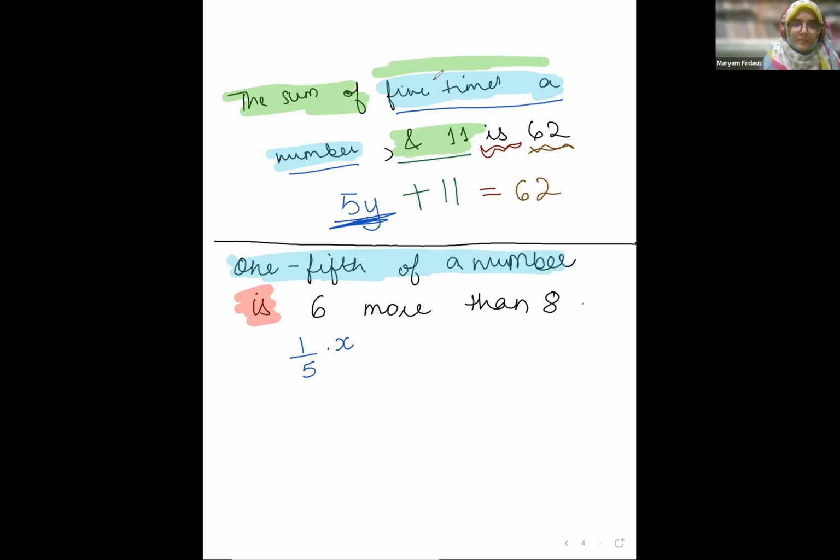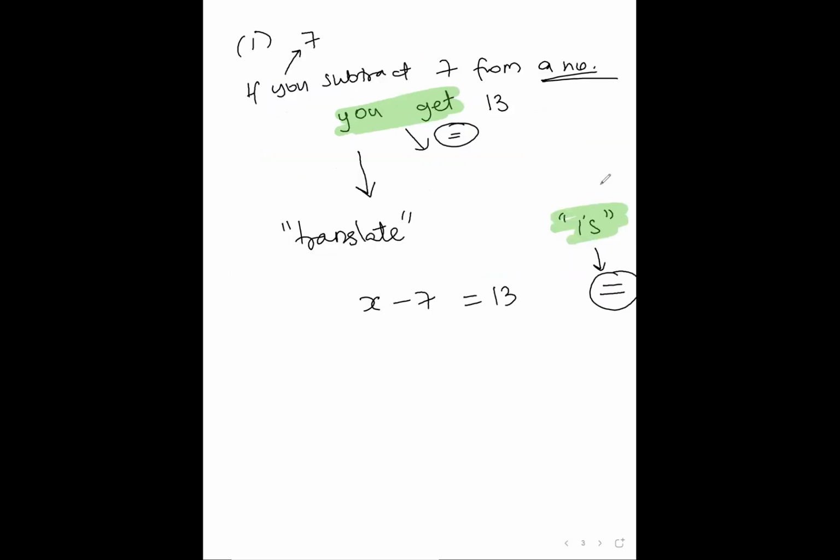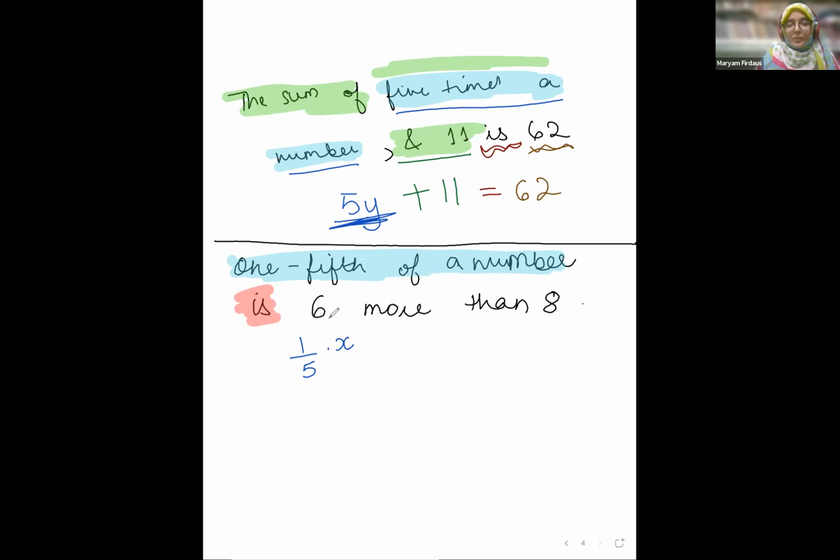Addition. What does "is" mean? Sum. What? Sorry, equal. This one. Yeah. "Is" means equal to. So I'm going to write equal to here.